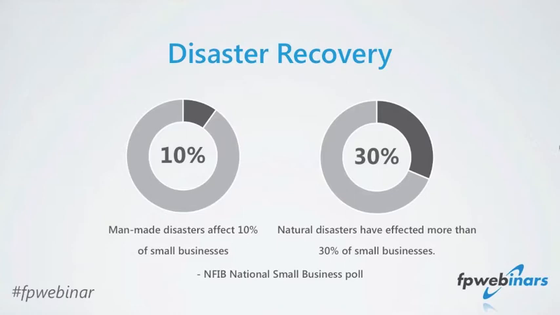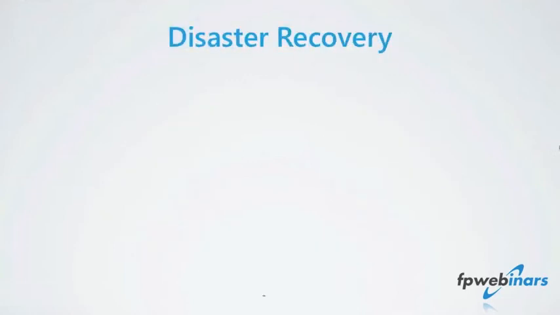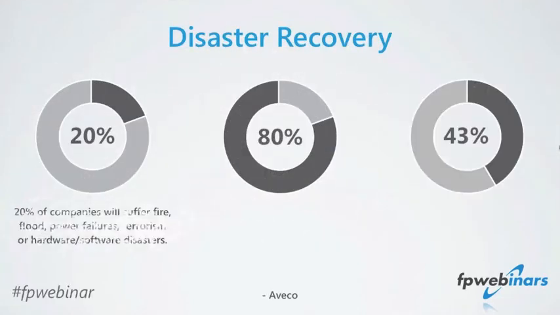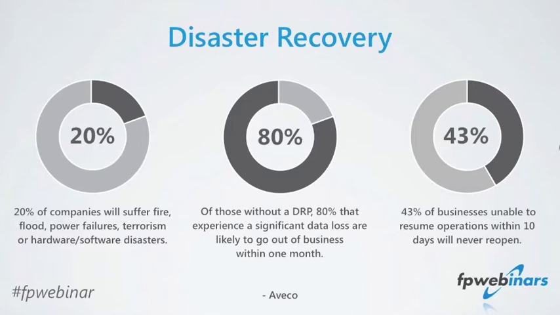Looking at an Abaco study, they estimate 20% of companies suffer fire, flood, power failures, terrorism, or hardware and software disasters. Of those without a DRP, 80% that experience a significant data loss are likely to go out of business within a month. 43% of businesses that aren't able to resume operations within 10 days of a disaster will go the way of the dodo and never reopen. A recent Touche-Ross study put the survival rate of companies without a DRP at less than 10%.